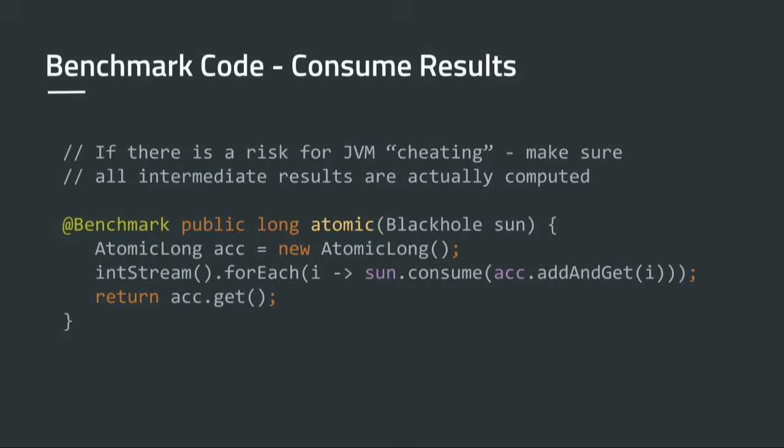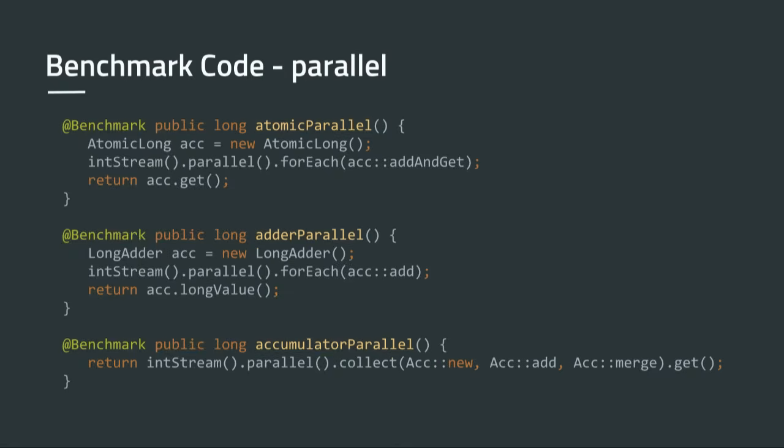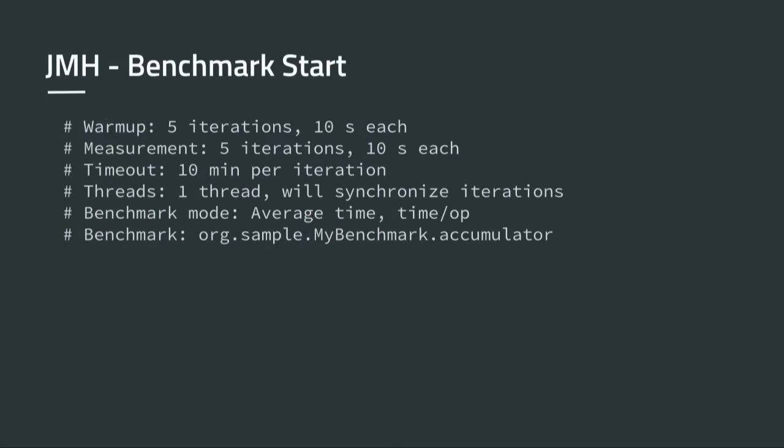So if you want to make sure that those are also being consumed, you can use a black hole. And what we do here is that all the intermediate results are being consumed, and therefore we make sure that this happens. This is not needed, but I wanted to show you the principle of the black hole. It's not needed in this particular case because it doesn't affect the result in any significant way. And we add 3 more. The parallel versions are the ones that we had before, just adding the word parallel to the stream.